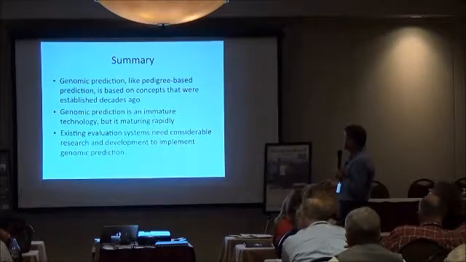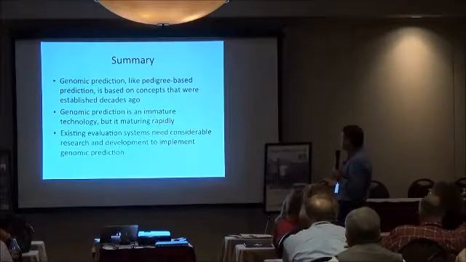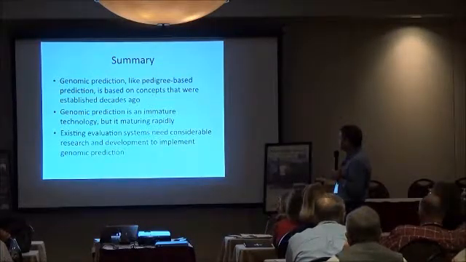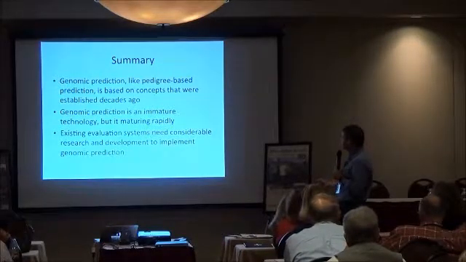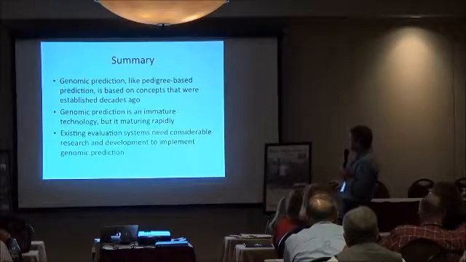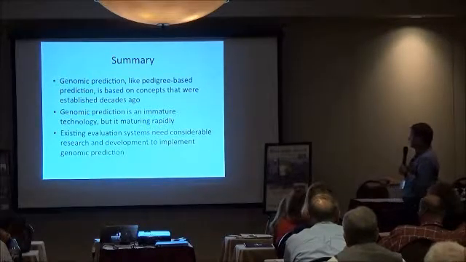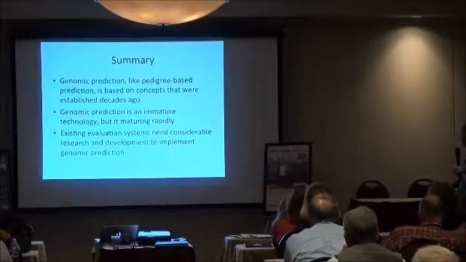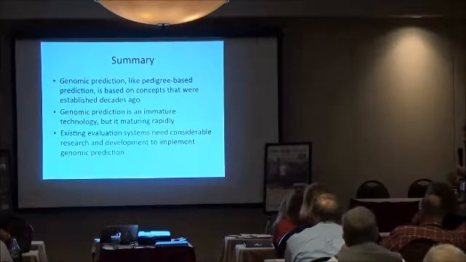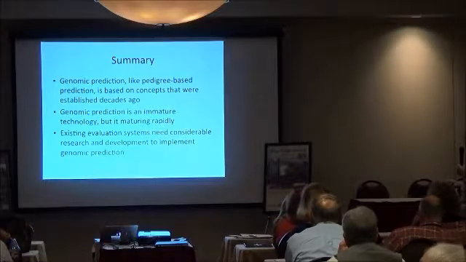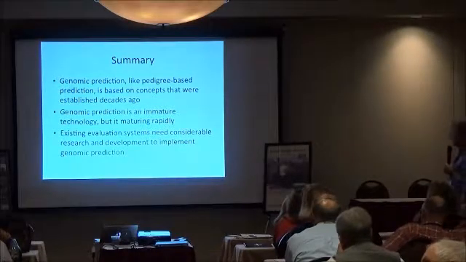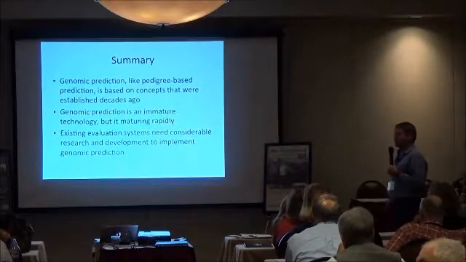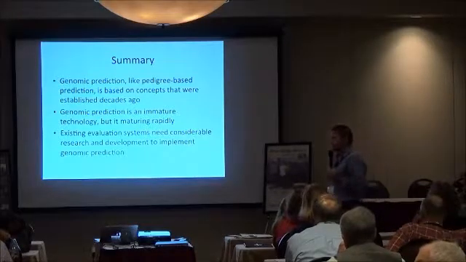Genomic prediction is an immature technology. It took you, we said, 60 years to develop indexes to where you are now, but it's only taken us 4 or 5 years to develop genomic prediction to where it is today. Imagine what it's going to be like in another 50 years. Existing evaluation systems need considerable research and development to implement all these changes that are required in genomic prediction.